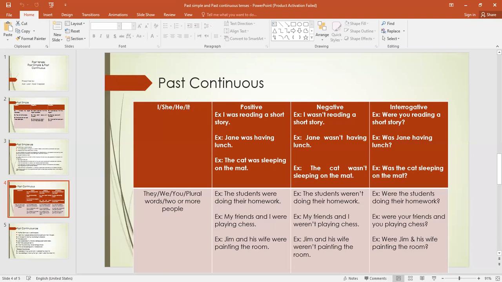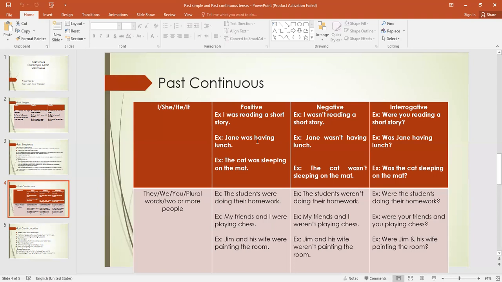If the subject is they, we, you, plural words, two or more people, we will put were and verb ending in ing. Okay. For example, I was reading a short story. In negative case, I wasn't reading a short story. So we will negate the sentence through putting a not to the auxiliary verb was or were. ننفي الجملة من خلال إضافة النot للفعل المساعد was أو were. In interrogative case, were you reading a short story? Or we can say, was I reading a short story?